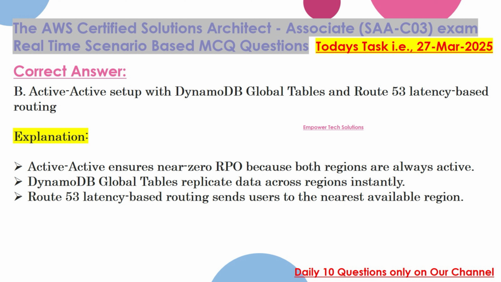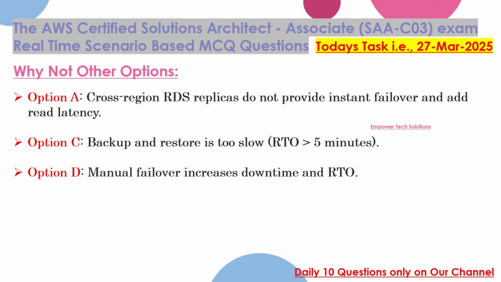Explanation: Active-active ensures near-zero RPO because both regions are always active. DynamoDB global tables replicate data across regions instantly. Route 53 latency-based routing sends users to the nearest available region. Why not other options? Option A, cross-region RDS replicas do not provide instant failover and add read latency. Option C, backup and restore is too slow, RTO over 5 minutes. Option D, manual failover increases downtime and RTO.